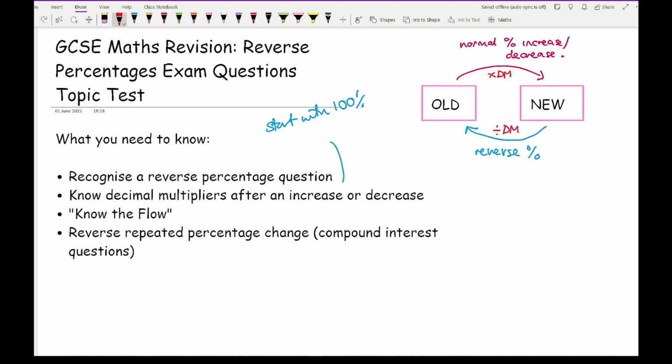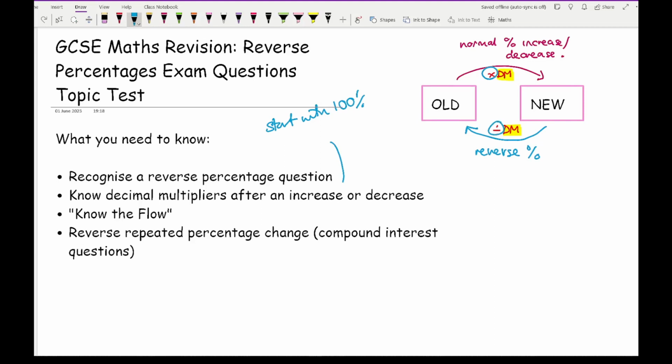Now the key thing to remember is the digits, the number used for the decimal multiplier to go from old to new is the same as the decimal multiplier being used to go from new to old. The only difference is the sign. So the only difference is when going from old to new, you multiply. When going from new to old, you divide.